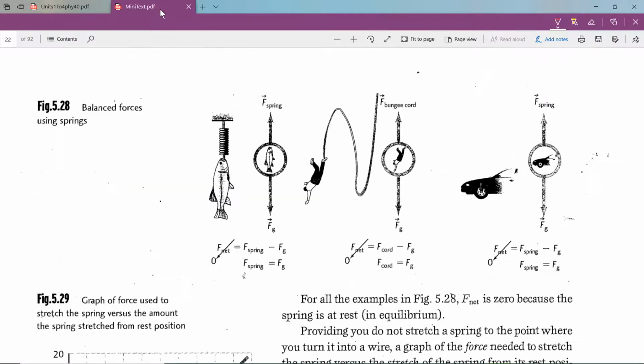If I look at the MiniText here, I see an example of the fish there, and the spring force and the gravitational force are the same. Here's someone jumping down from a cord. I would never do that, and maybe some of you would like to do that activity. It's pretty exciting. I think there was one where Rick Hansen and Rick Mercer, there's a video you can look at where they jump off a bridge attached to this rope, and that's pretty interesting. So the force of gravity is down and the cord goes up, and so it balances out.